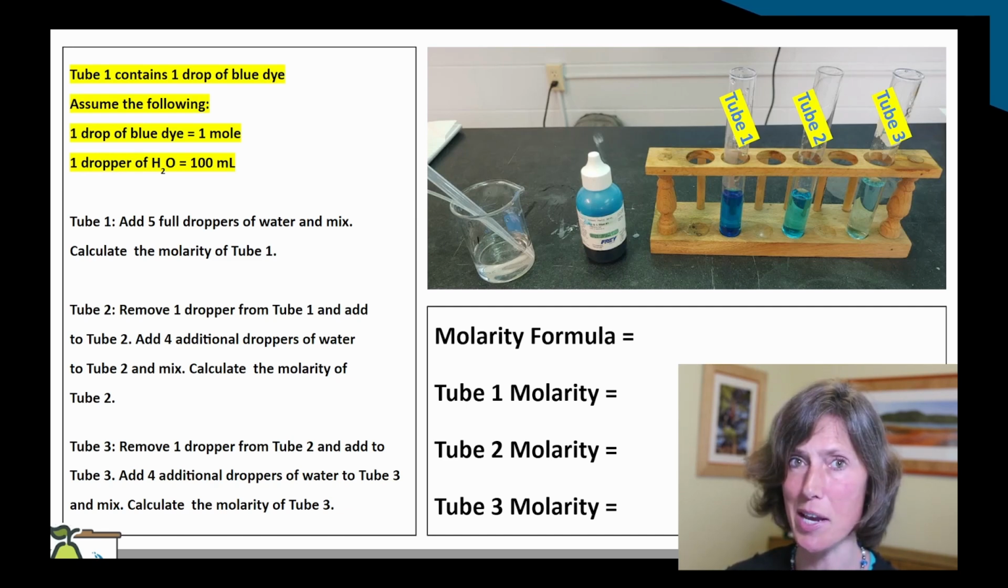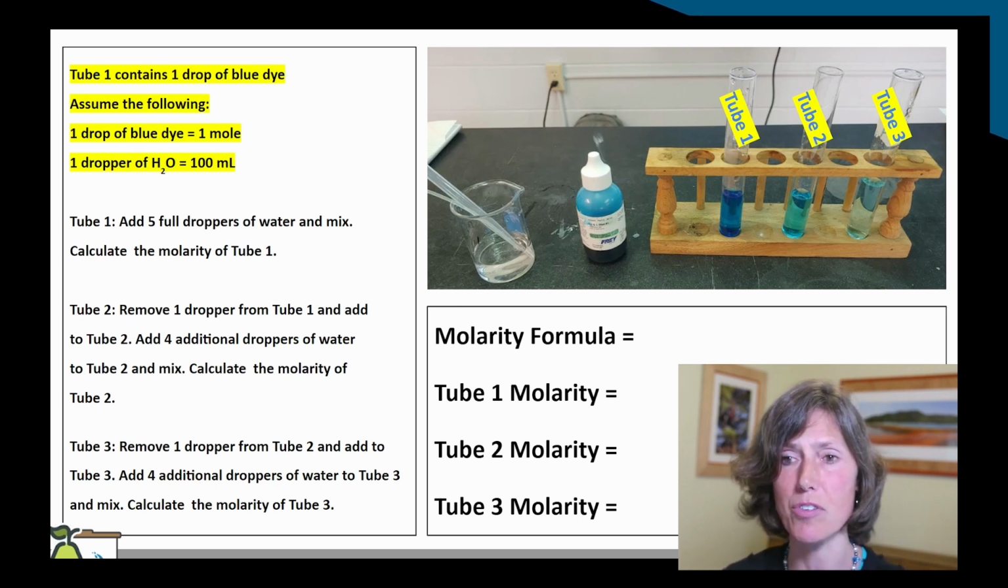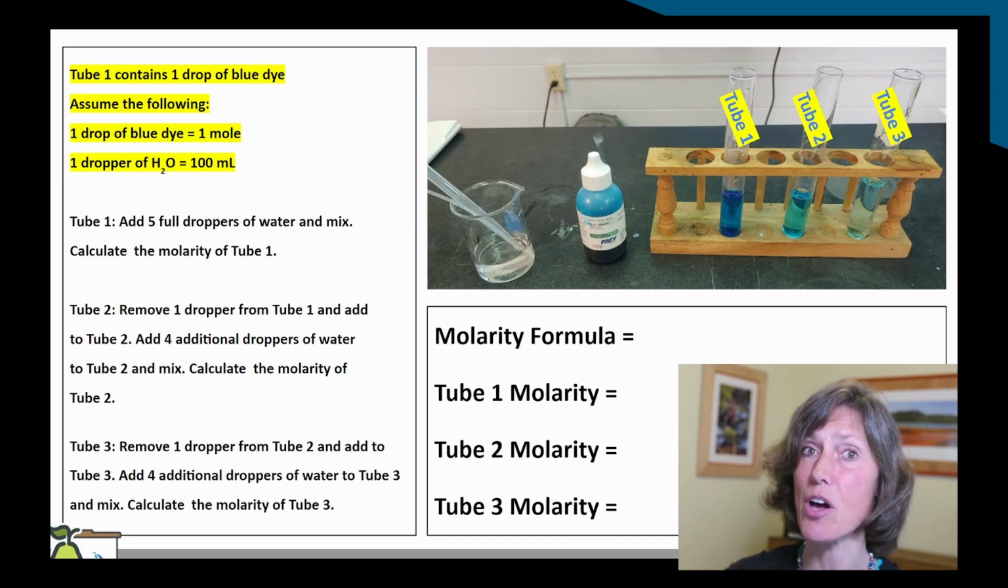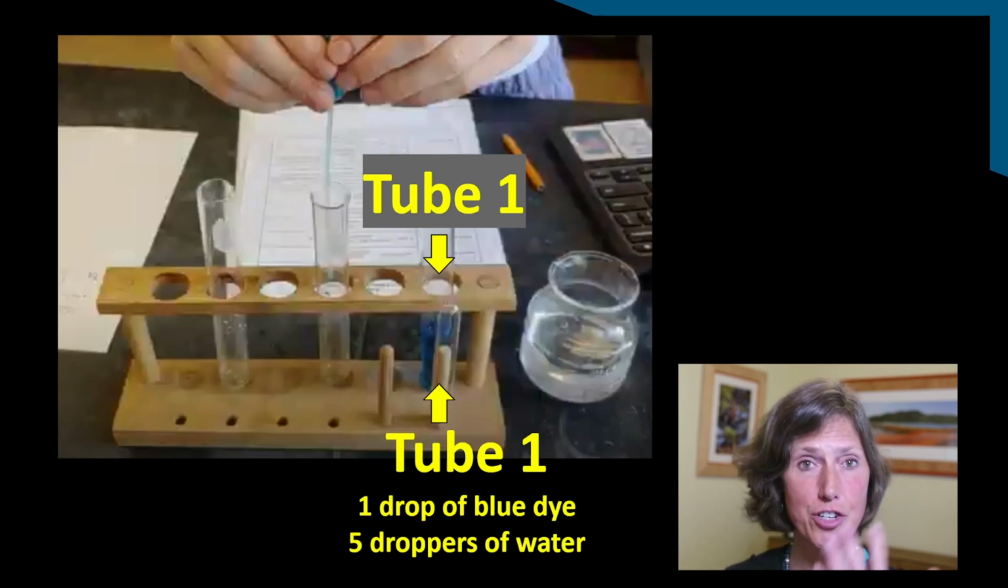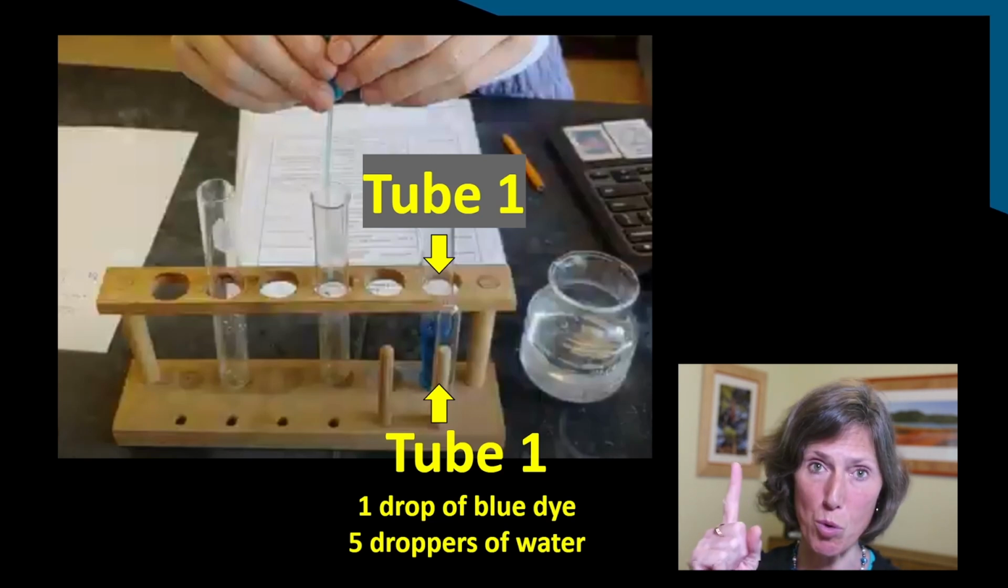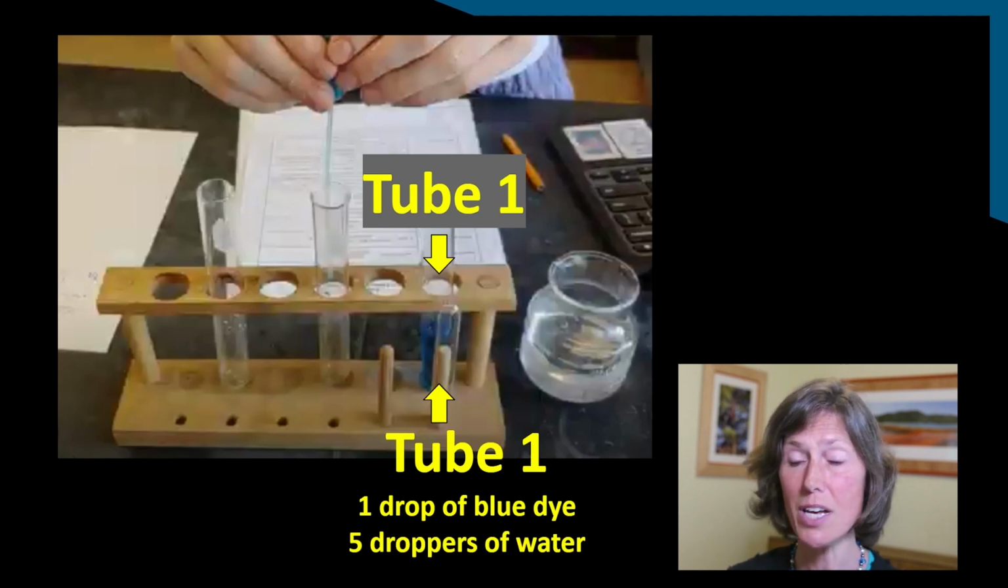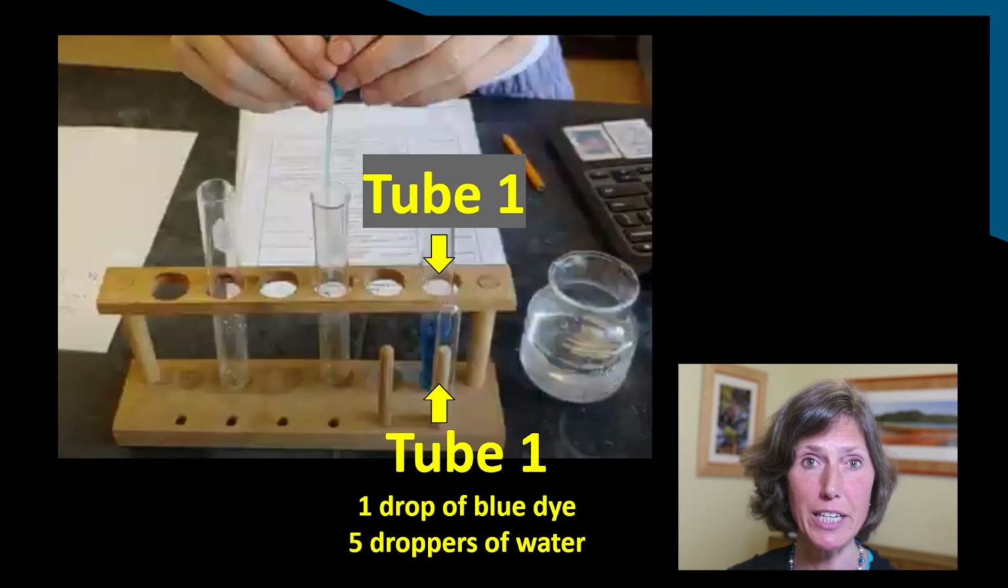I know it's not the same, but it makes it a lot easier than measuring exactly 1 mole of something and 100 milliliters of something else. All right, tube 1 has that 1 drop of blue dye and in addition 5 full droppers of water. And the students can then measure what is the molarity in tube 1, based on 1 drop being 1 mole and 1 full dropper being 100 milliliters.